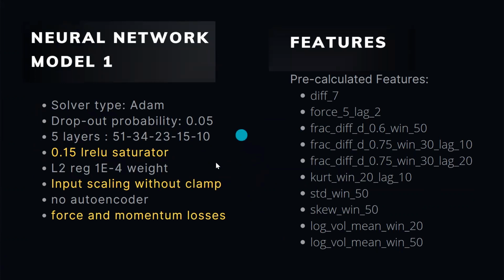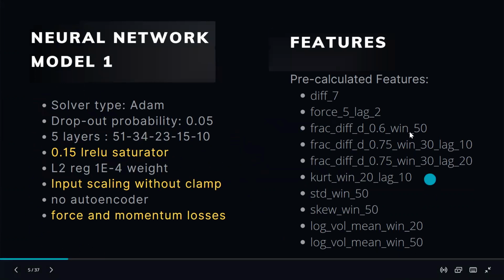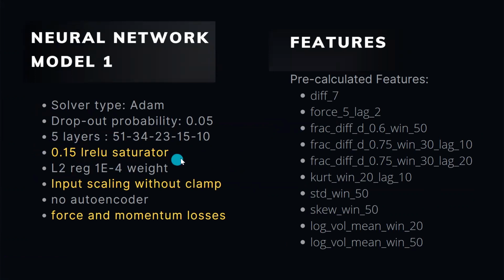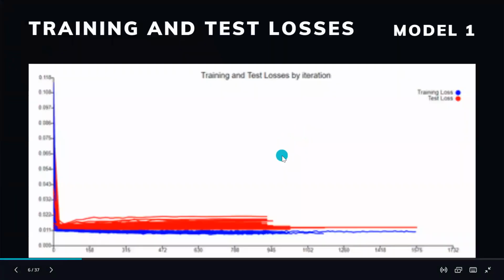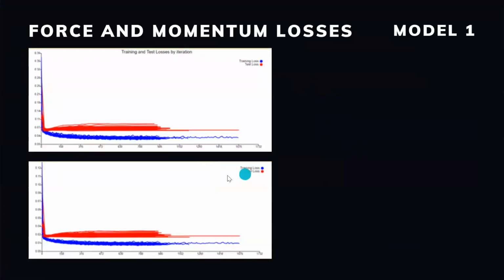And for the first model, this is the configuration. So it's using 0.15 L-ReLU saturator, and input scaling without clamp. It is also using the force and momentum losses. So here is the train and test losses. Here is the force and momentum losses.